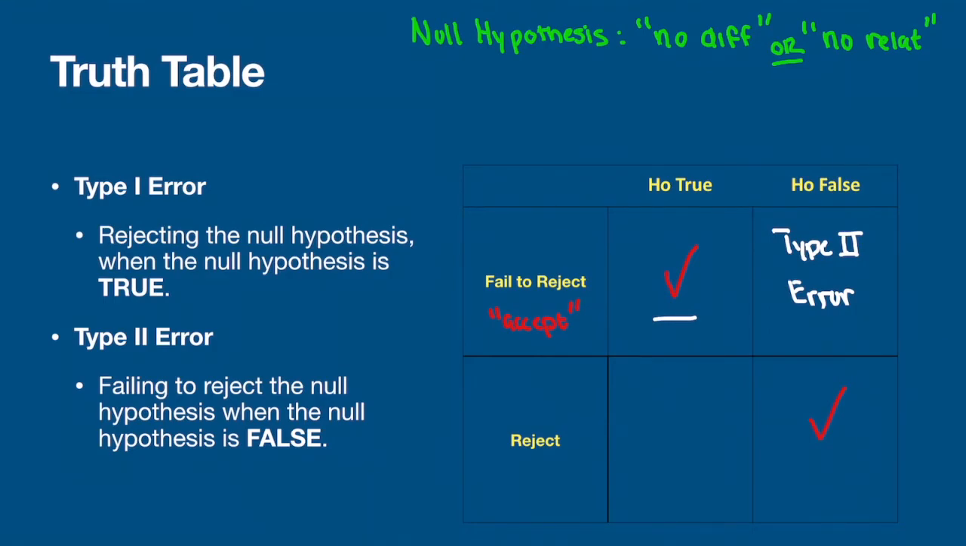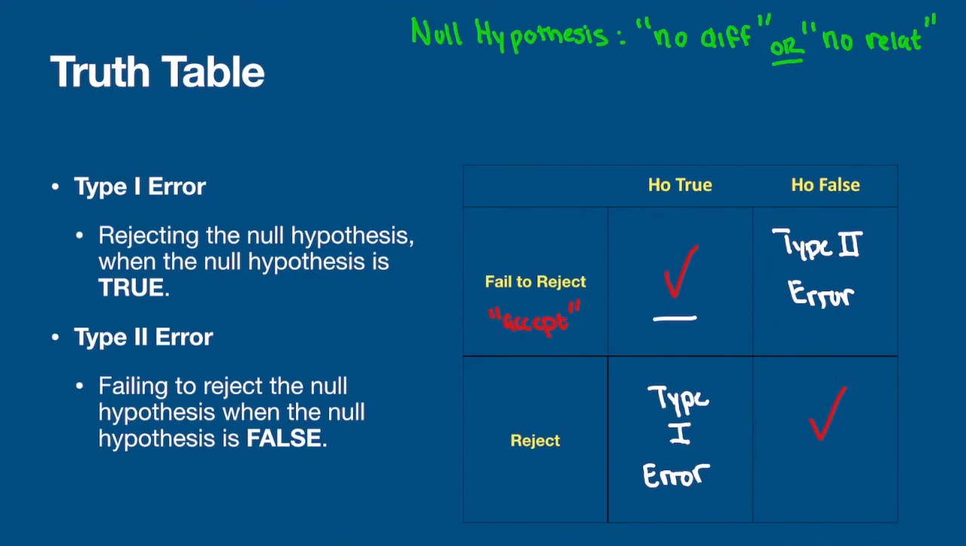the other type of error that we can make is a type 1 error. And this type 1 error happens when we reject the null hypothesis when the null hypothesis is actually true. So in this box here, we'll put type 1 error. So again, hopefully that begins to make a little bit of sense.